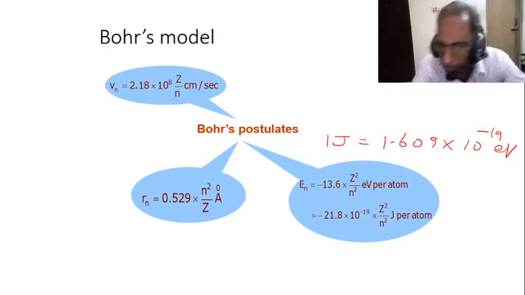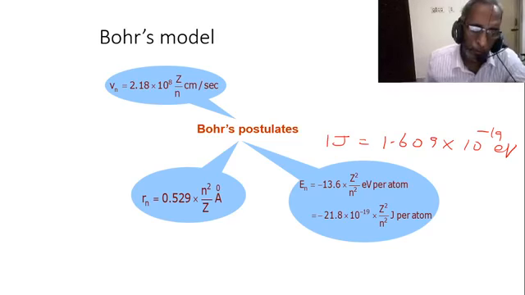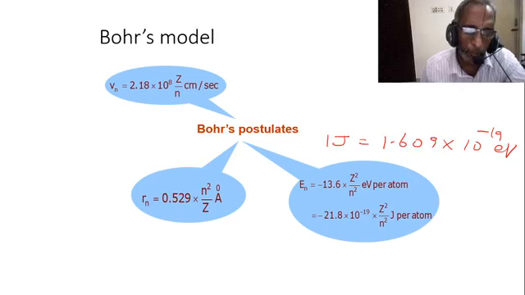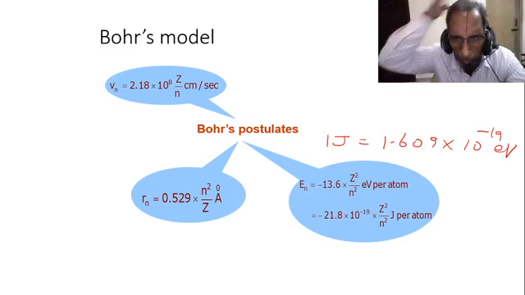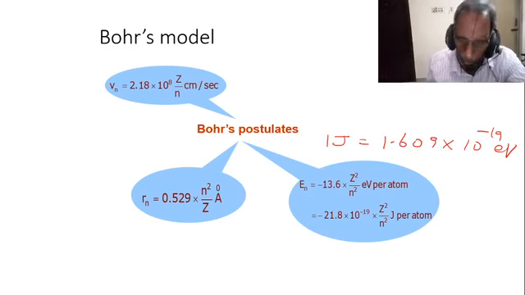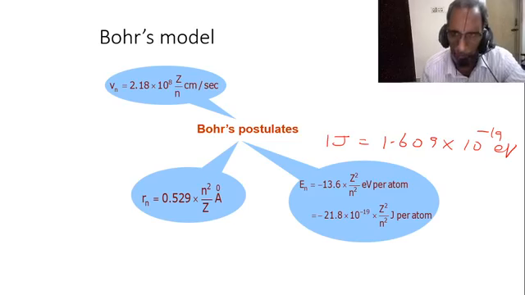Important formula, once again: Bohr model, velocity of electron in the nth orbit, there is some expression, and also radius of the nth orbit, you have got some expression, and the energy of electron in the nth orbit. These three are important. Energy is given in terms of electron volt per atom or joule per atom. So joule and electron volt are the units of energy.